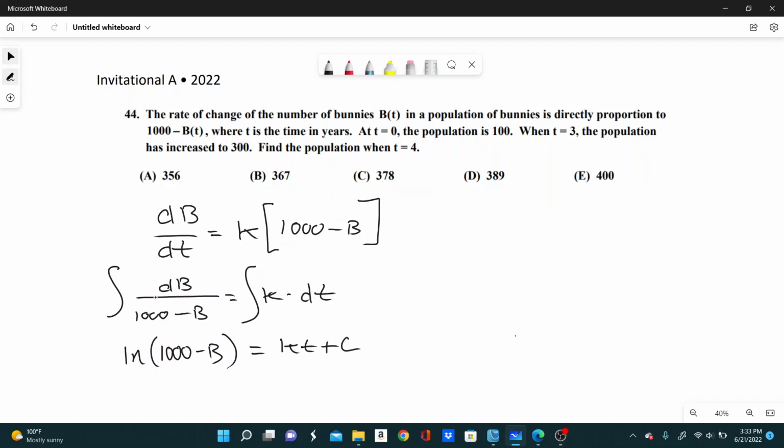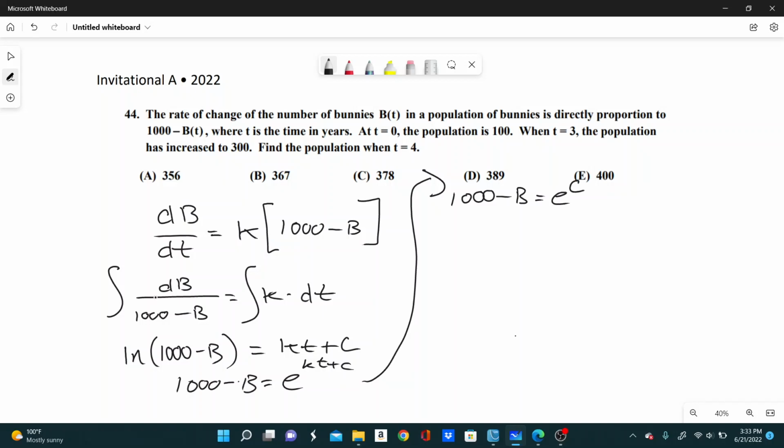So now if we want to solve for B, we can raise each side by the power of e. So e to the natural log of 1000 minus B just leaves you with 1000 minus B. And then on the right, we have e to the kt plus c. I'm going to move this to the top here. So we have 1000 minus B on the left, and e to the kt plus c, I can also expand out to be e to the c times e to the kt, because if you have things added in the exponents, it's really just multiplying with the same base.